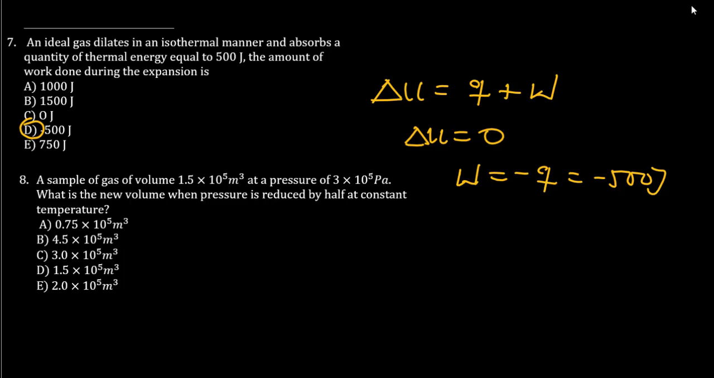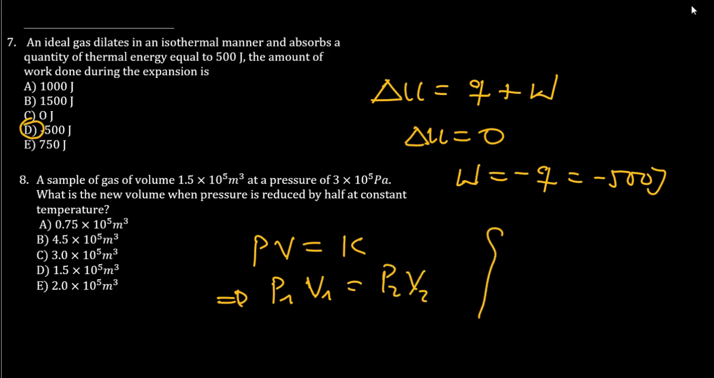Question number 8. A sample of gas of volume 1.5 times 10 to the 5 meters cube at a pressure of 3 times 10 to the 5 pascals. What is the new volume when the pressure is reduced by half at constant temperature? So we can apply the gas laws, and most especially Boyle's law, where we have that the pressure is inversely related to the volume, and so since we are under isothermal conditions, PV is equal to a constant K. So from here we have P1 V1 is equal to P2 V2.